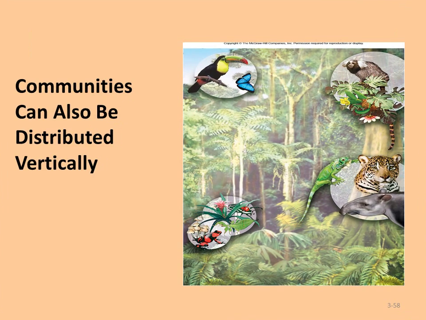It's important to keep in mind that when you look at distribution, not to just look at the ground level, but that different populations can live at different heights as well within an ecosystem. So some animals will live on the ground, some animals midway up along the trunks of the trees, and some animals only in the canopies or the tops of the trees.